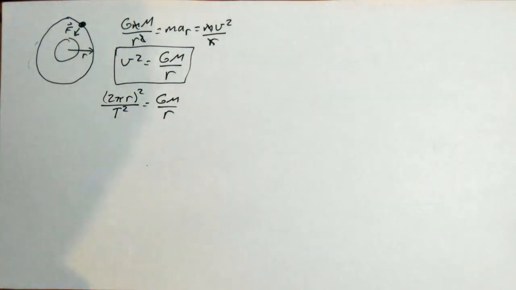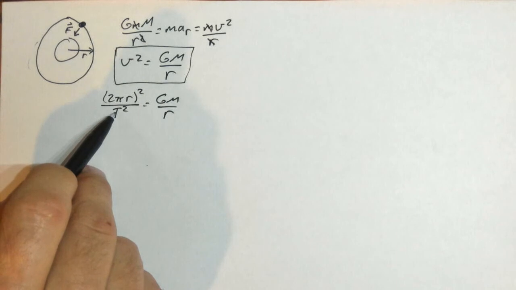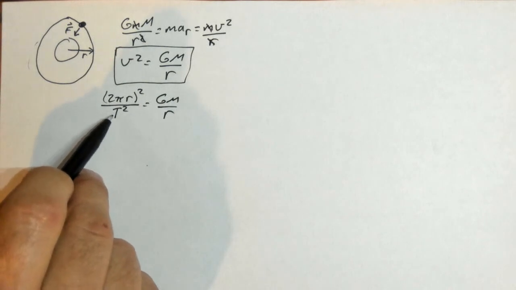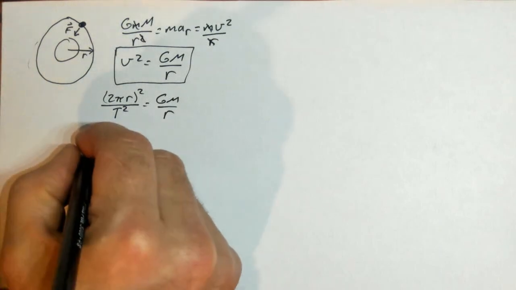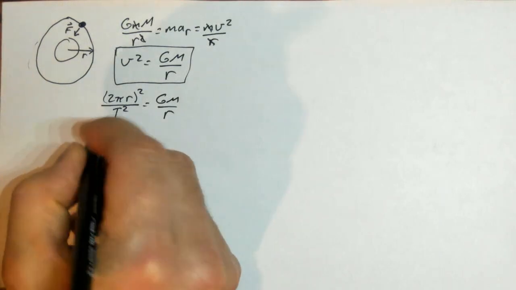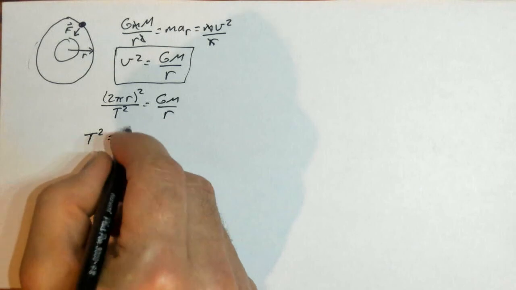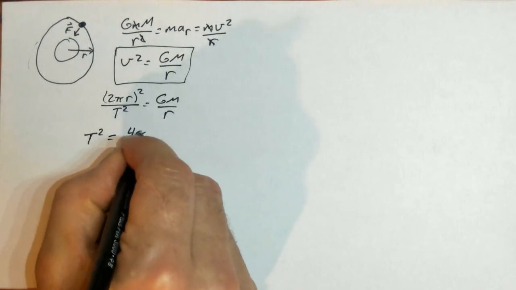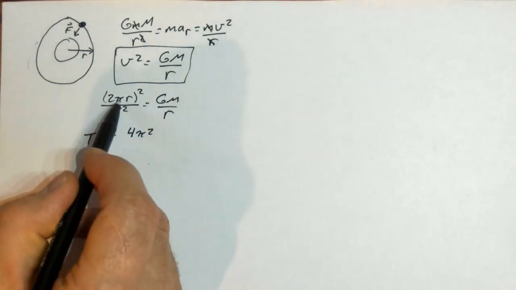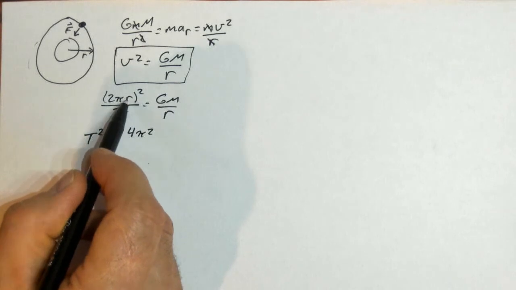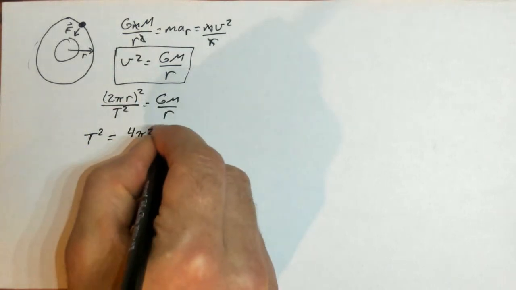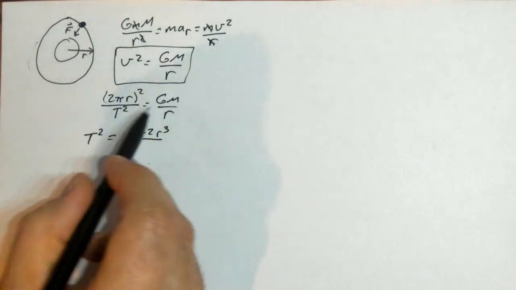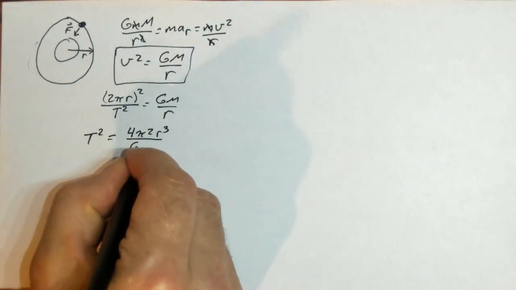Okay, now looking at this, I'm going to solve for this time. So take this r up, take this Gm down, and doing a little more clearly with the T on this side, I'm going to end up with T squared equals 4 pi squared, squaring the 2 and squaring the pi. And I have an r squared times an r. This r comes up, so I get an r cubed, divided by, the Gm comes down.